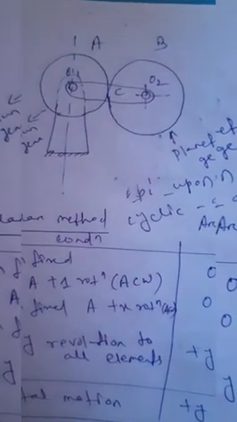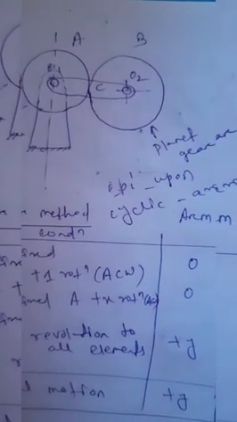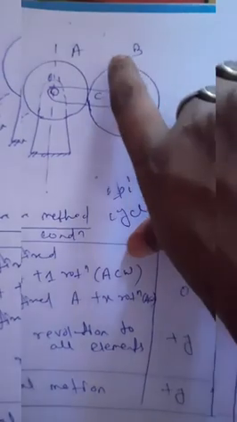Hello everyone, in this video we will discuss the epicyclic gear train. Epi means upon and cyclic means around. So in this gear train, the gear can rotate and it can also move around a fixed axis.